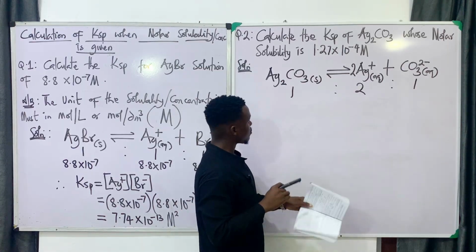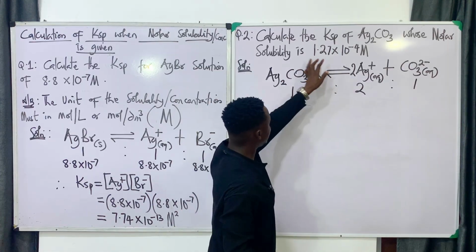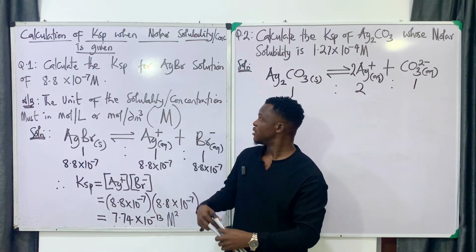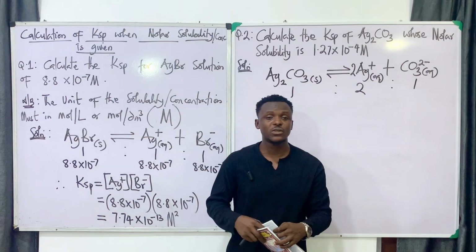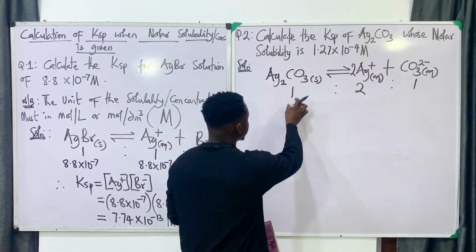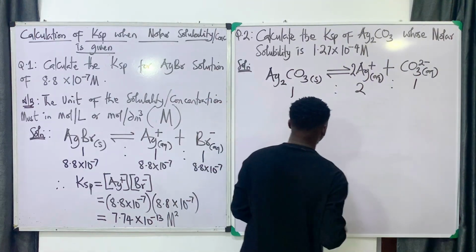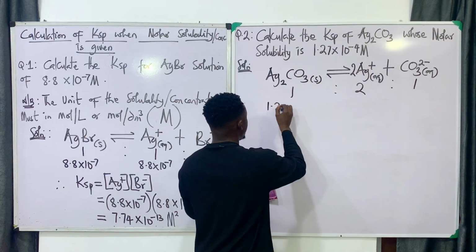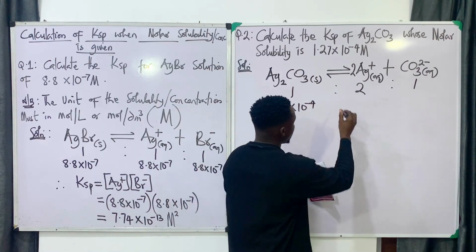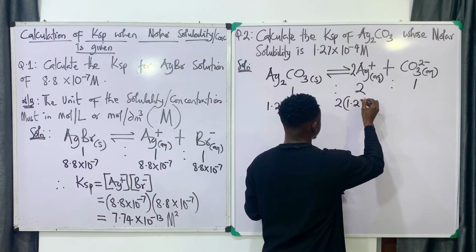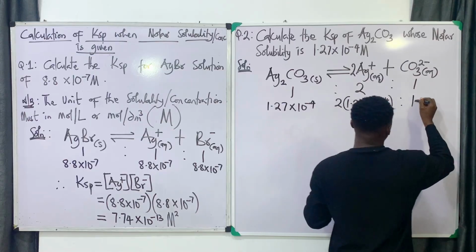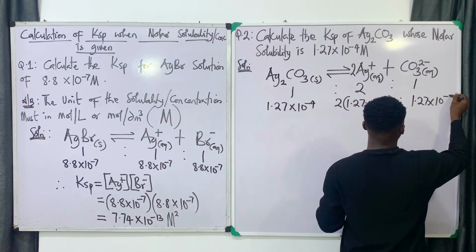So whatever the concentration of this is, which is what they gave us in that question, Ag2CO3, the molar solubility. Please, molar solubility is the same thing as saying molar concentration. So if this is 1, this is 2, this will also be 1. So we say 1.27 times 10 raised to the power of minus 4. And this would be 2 times 1.27 times 10 raised to the power of minus 4. And this would be 1.27 times 10 raised to the power of minus 4.